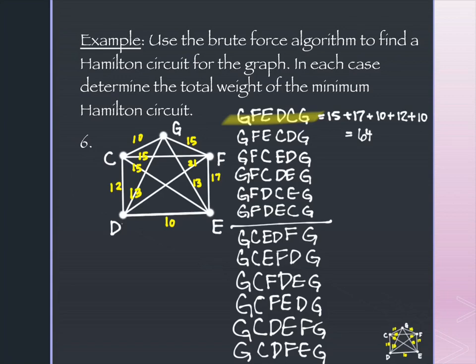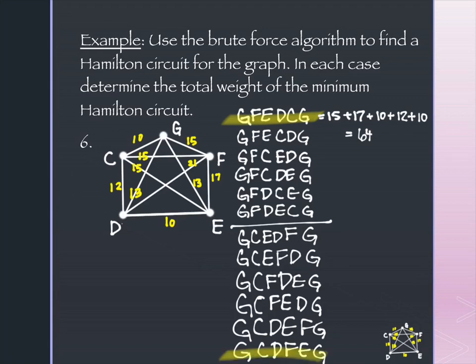Our goal is to find the minimum one. So obviously, if I found all 24 of these circuits and I found the summation of all of these things, I'd be able to figure out which one is the minimum one. That's what brute force means. It means we're going to do all the hard work that we can, and we're going to give every single possibility, and we're going to pick the smallest one. Okay, that's brute force.